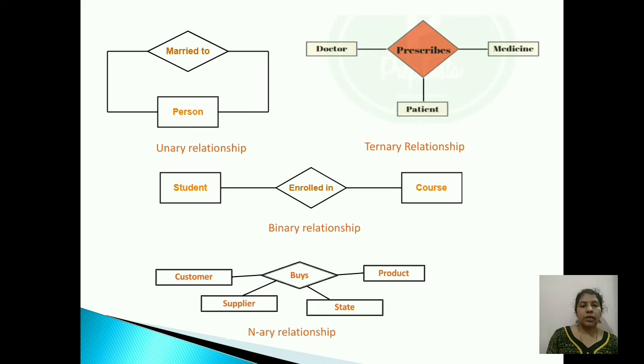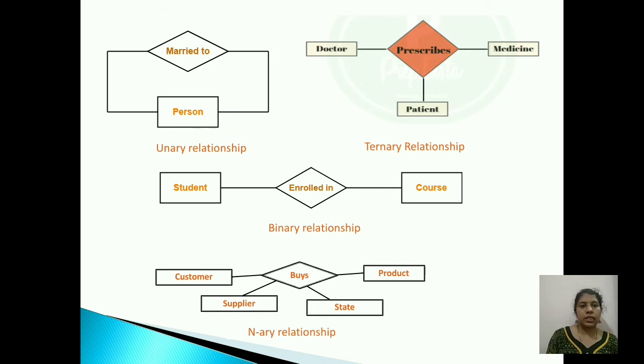Then in binary, we can see student and course. Student is enrolled in course. Student and course are different entity types, so entities of these two entity types are related using the enrolled in relationship.